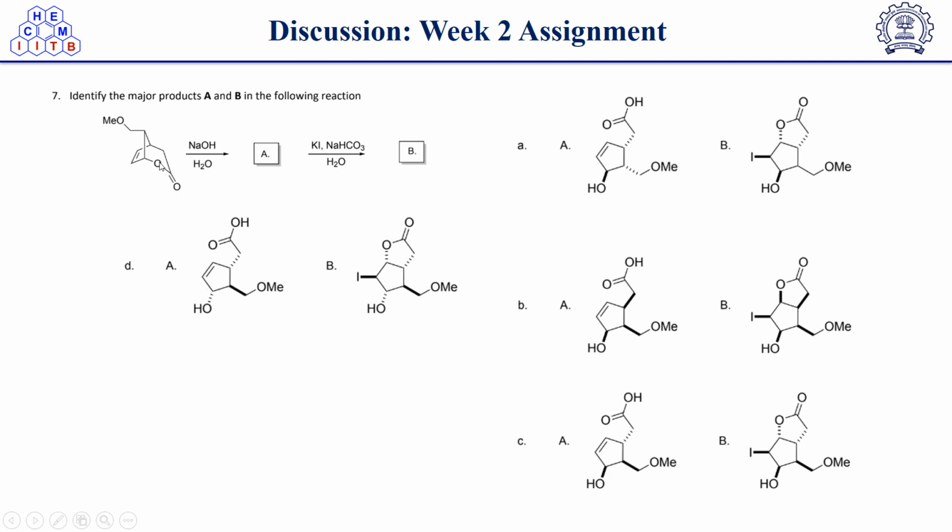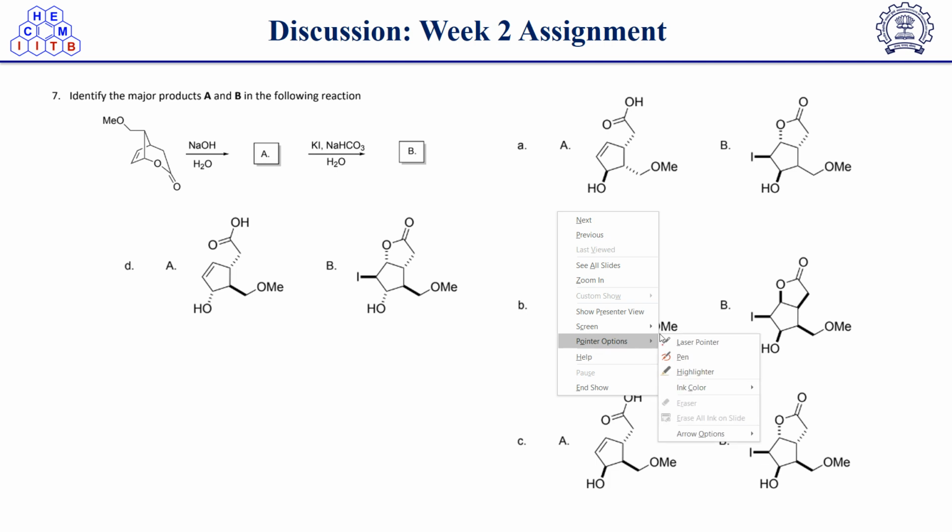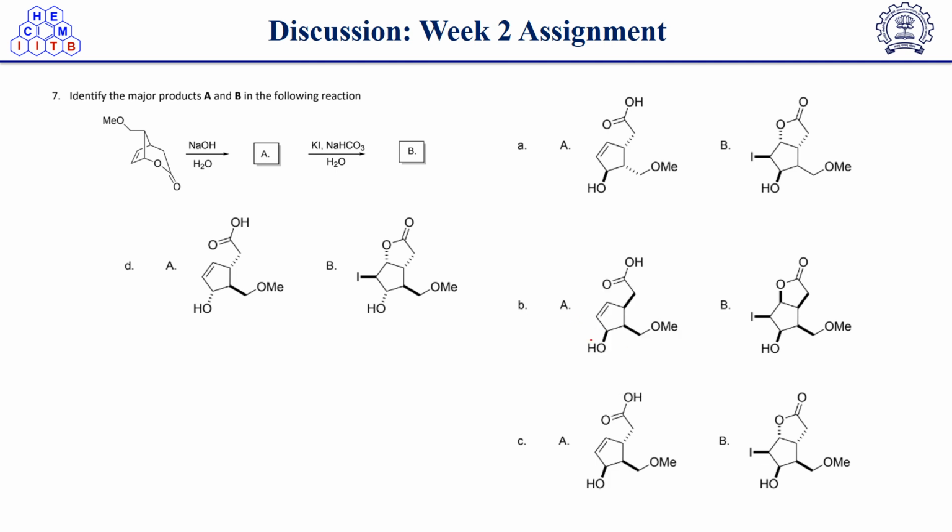As we can see, this OH and this group are having opposite stereochemistry in the starting material. So in the product also it will be having opposite stereochemistry. But in the case of option B and option C, in A, we can see this OH and this group are having the same stereochemistry, which is not matching with that of the starting material. So we can discard these two options, B and C.